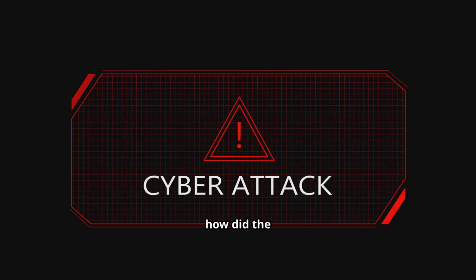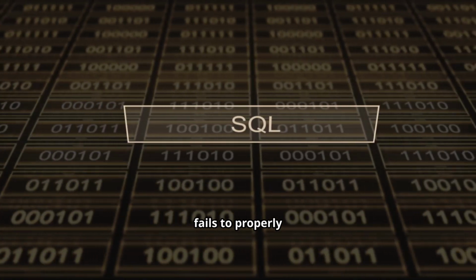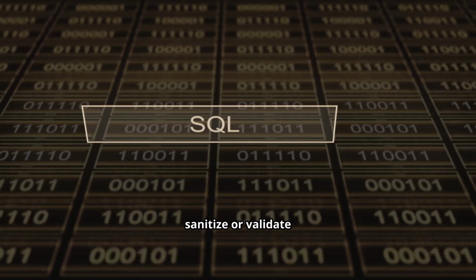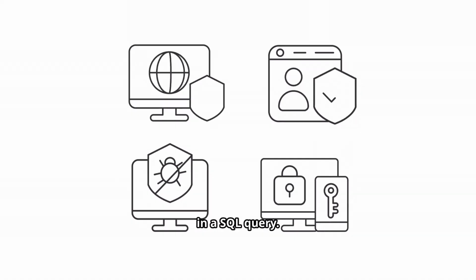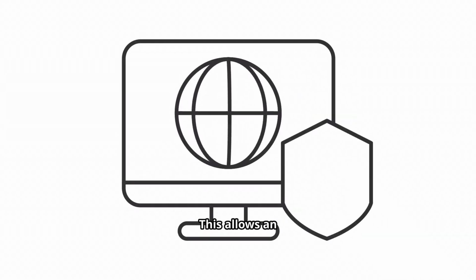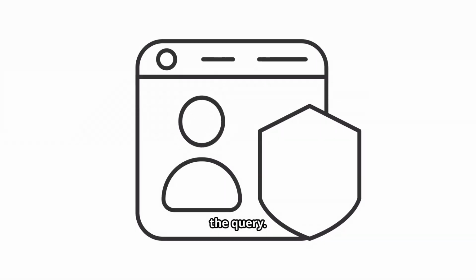So, how did the attackers get in? The vulnerability they exploited was a specific type of web application flaw known as a SQL injection. A SQL injection vulnerability occurs when the application fails to properly sanitize or validate the input it receives from a user before including it in a SQL query. This allows an attacker to inject their own malicious SQL commands into the query.